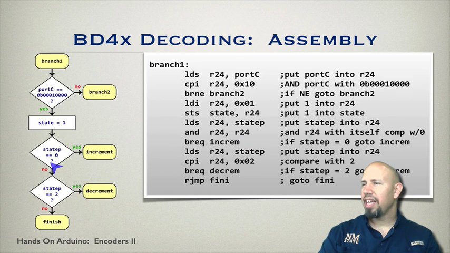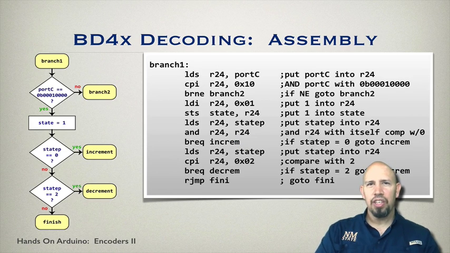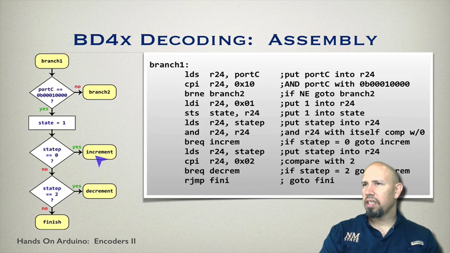Well, one way to do that is you can actually AND a value with itself, and that will check to see if the value is 0. Or you could do a compare immediate, either way. So this is one way of doing it. Sometimes you'll see tricky little things like that in assembly. So if it's 0, this command, branch if equal, will take you to increment.